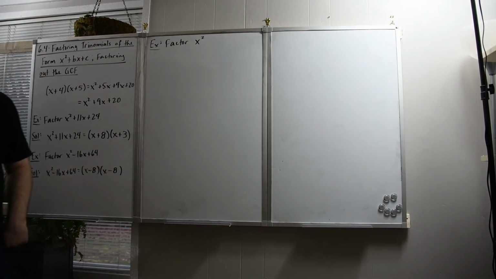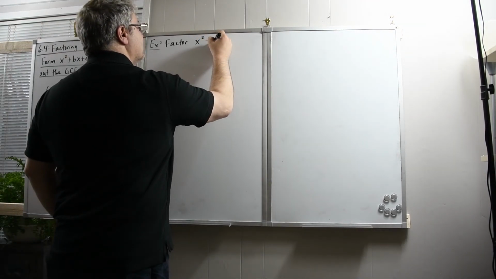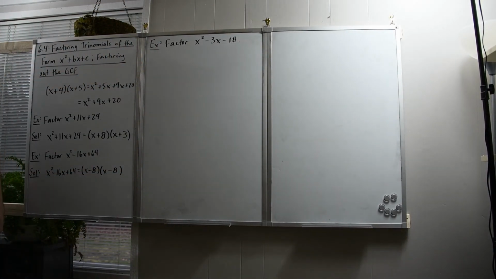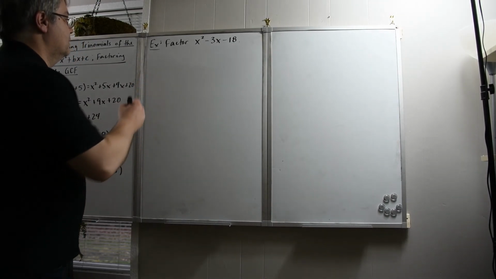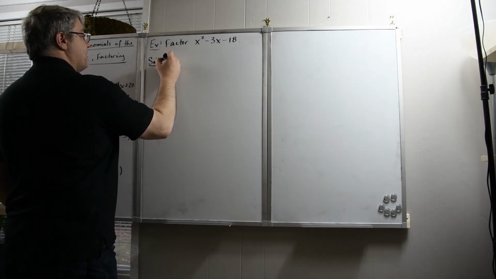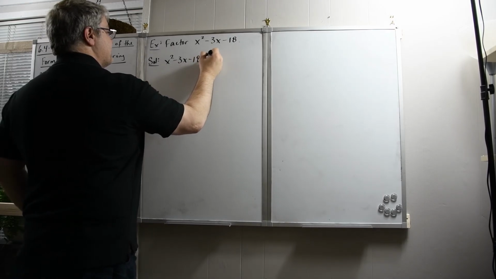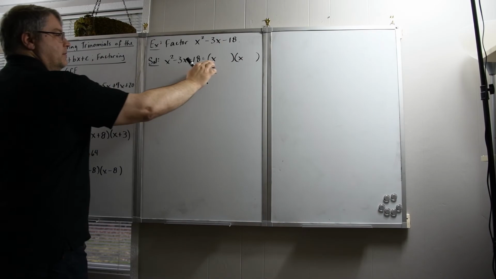So in this case, maybe we want to factor x squared minus 3x minus 18. Now, this example differs from the previous ones because the constant term in the first two examples was positive. Here the constant term is negative.